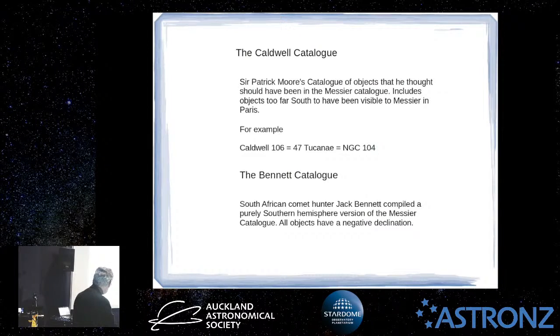So, for example, Caldwell 106 there, 47 Tucanae, also called NGC 104. I'll talk about NGC when we get to that on a later slide. There's also one called the Bennett catalogue. Jack Bennett in South Africa came up with a similar idea to the Caldwell, but it's purely southern hemisphere only. So everything is south of the equator in this Bennett catalogue.